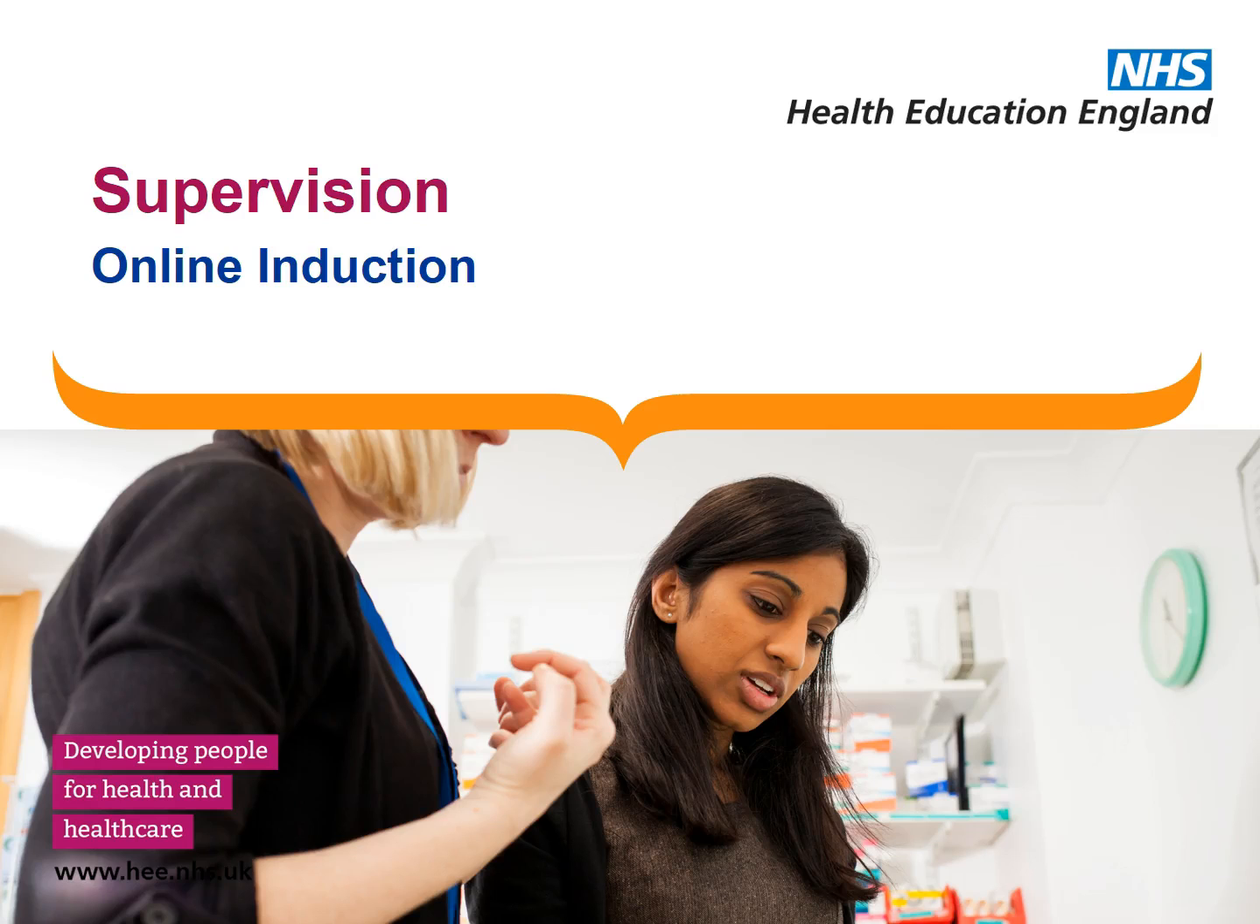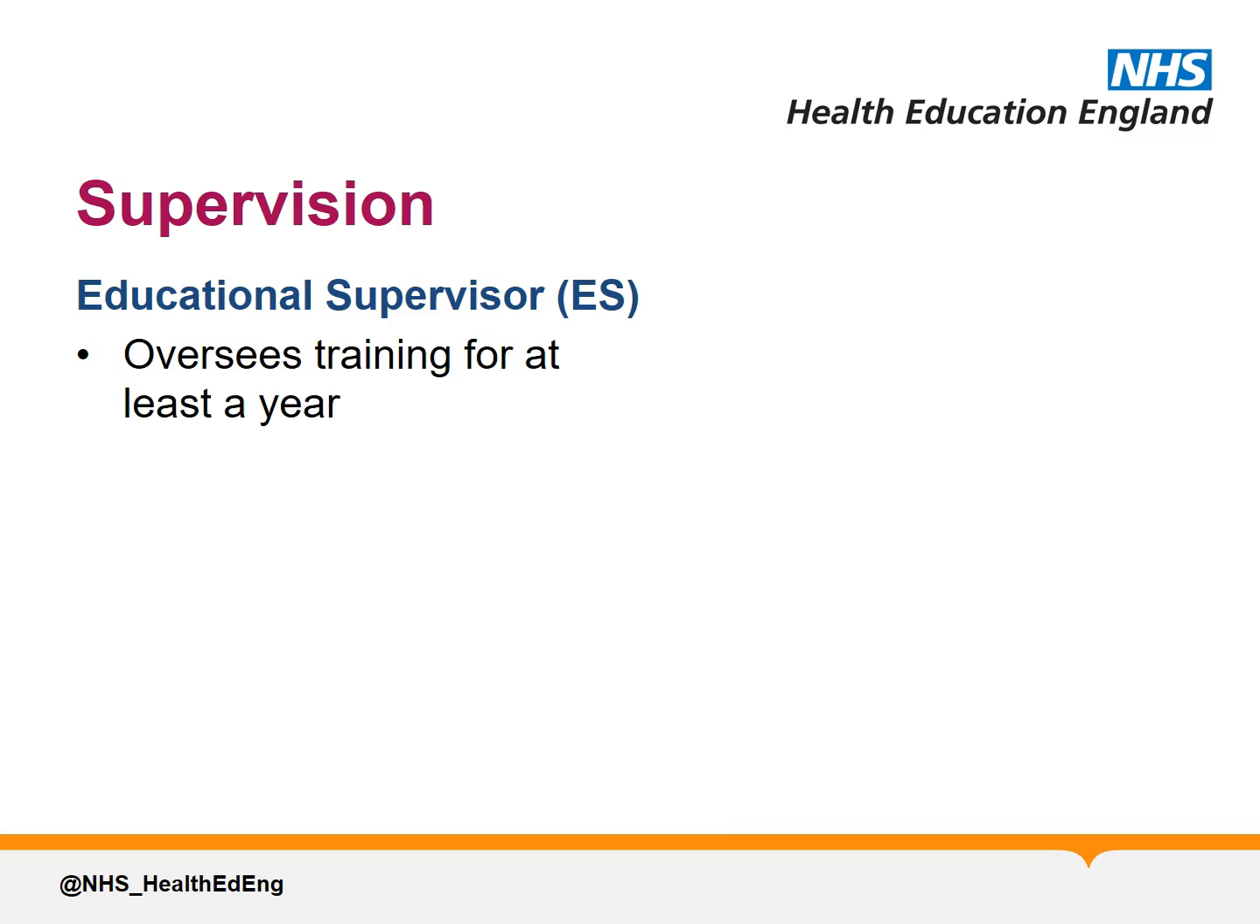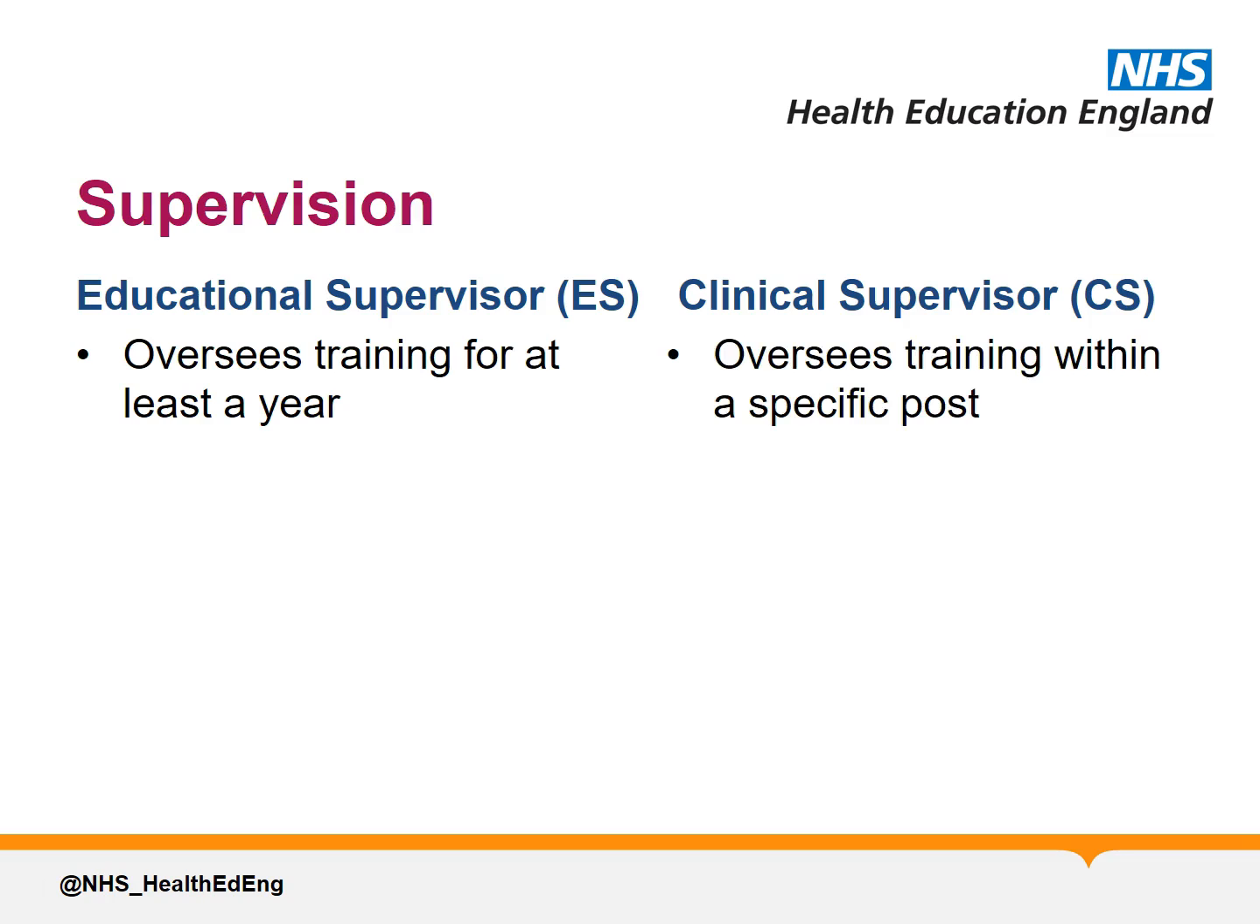Supervision. All of your supervisors have to undergo training and are registered on a GMC database. There are two main types of supervisors you'll have. The Educational Supervisor, or ES, has a responsibility to oversee your training for a long period of time, generally at least a year. Your Clinical Supervisor, or CS, is there to only oversee your training within a specific post.